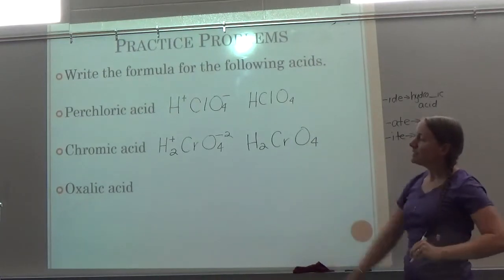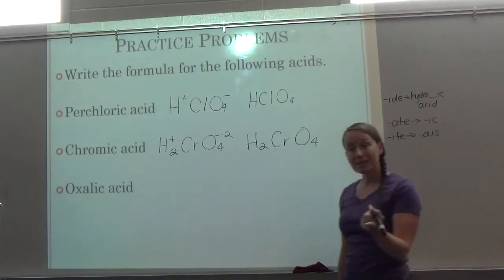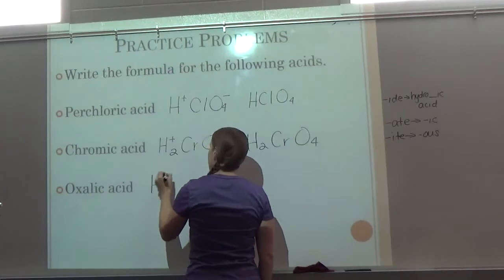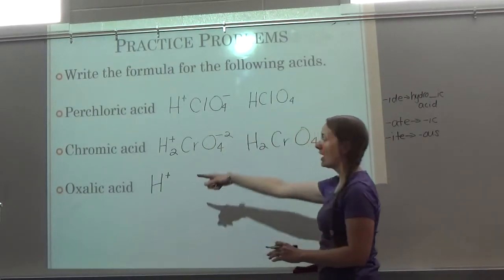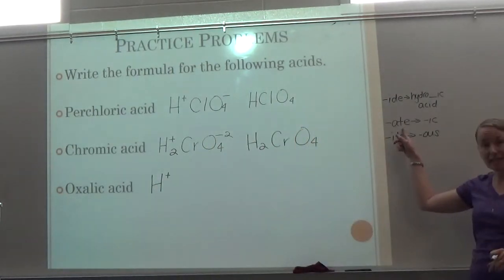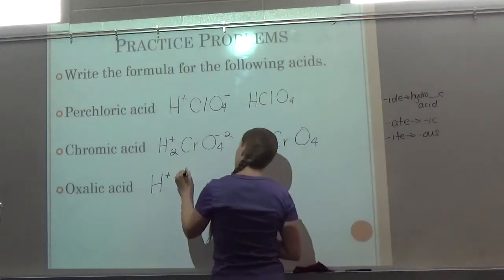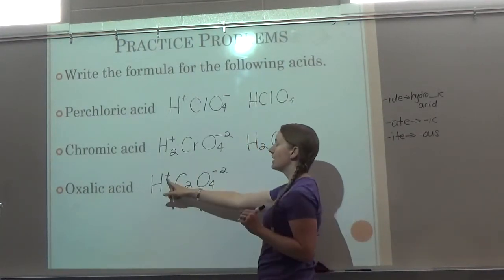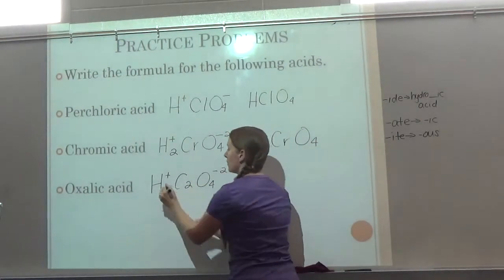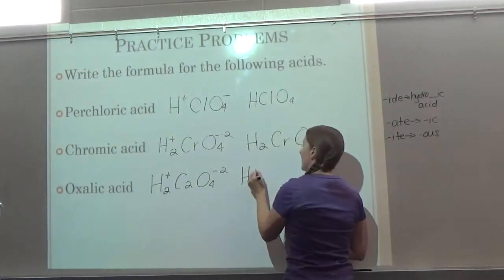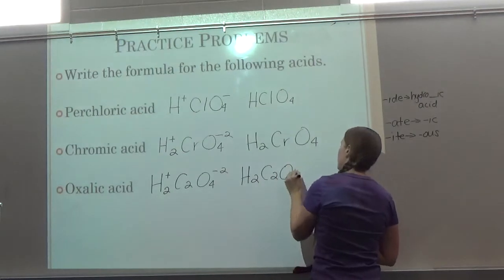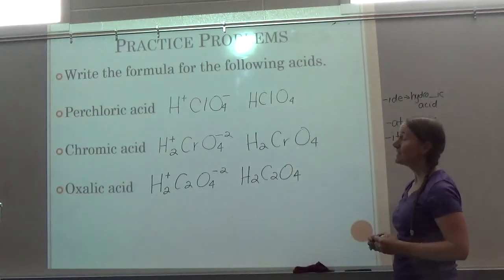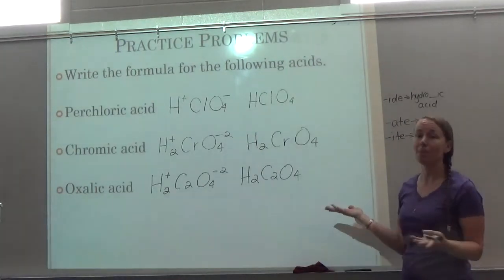All right, last one is oxalic acid. So it ends in acid, so it starts with H, which has a positive charge. Oxalic came from oxalate. If you look at your polyatomic ion sheet, oxalate is C2O4 -2. So I have +1 and -2, so I'm going to cross my 2 down. So I get H2C2O4. All right, so hopefully you at least got a couple of those, right? It's just crossing charges. They just all happen to start with H.